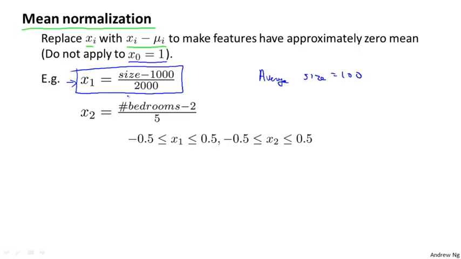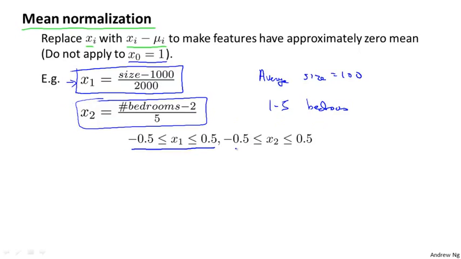Similarly, if your houses have 1 to 5 bedrooms, and if on average a house has, say, 2 bedrooms, then you might use this formula to mean normalize your second feature x2. In both of these cases, you wind up with features x1 and x2 that can take on values roughly between -0.5 and +0.5. It's actually not exactly true. x2 can be slightly larger than 0.5, but close enough.